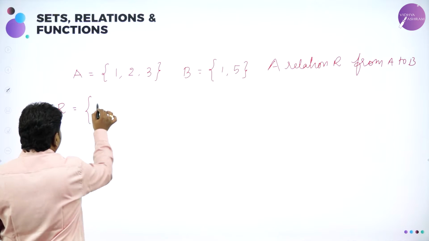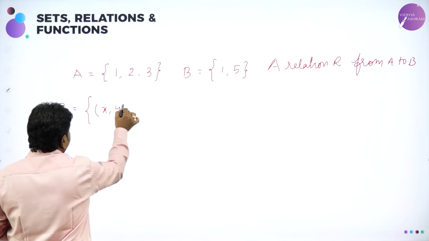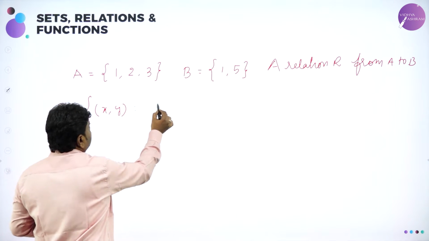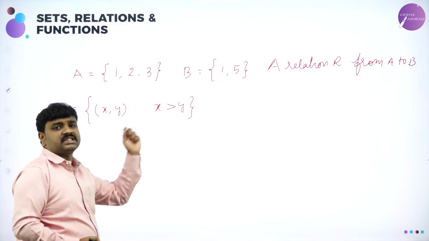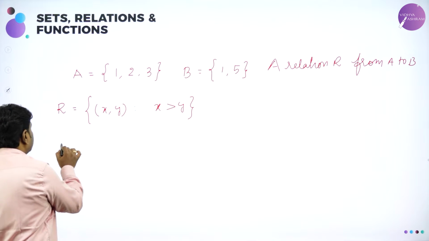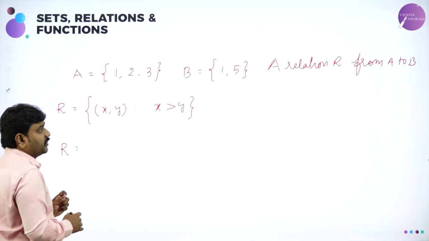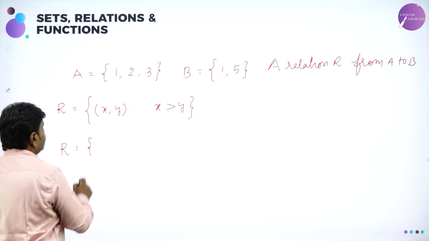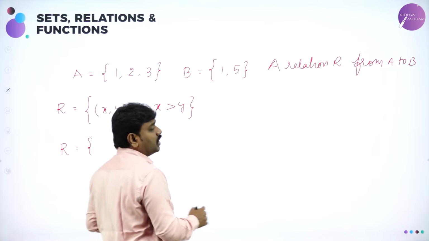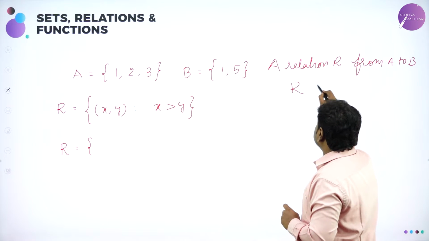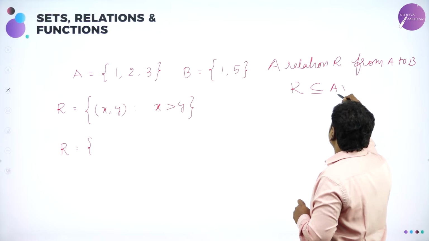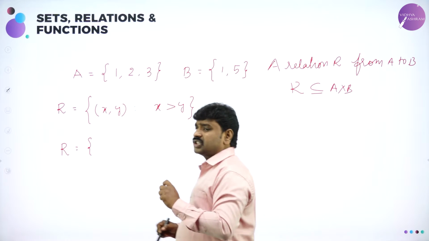R is equal to x comma y such that x is greater than y. In the ordered pair, the first element should be greater than the second element. Then what does R become? I have to select the ordered pairs. R is always a subset of A cross B. I told you a relation is a subset of what? A cross B. So first our task is to find A cross B.